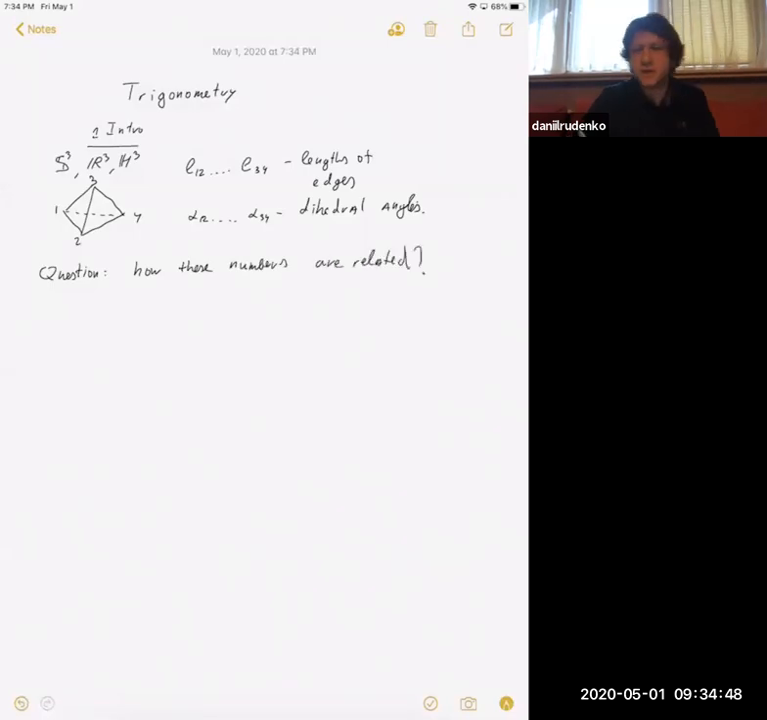Of course, they are related because the space of parameters for spherical or hyperbolic tetrahedra has dimension 6. So if there are 12 parameters, we expect that they generate some 6-dimensional subvariety there. It is quite clear that relations between lengths of edges and angles will be transcendental, involving sines, cosines, and so on.